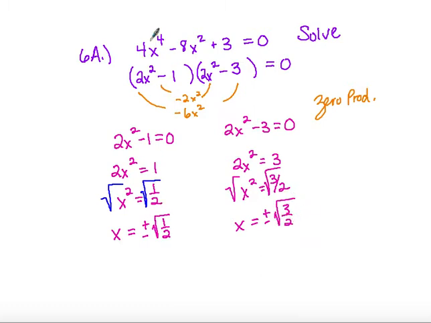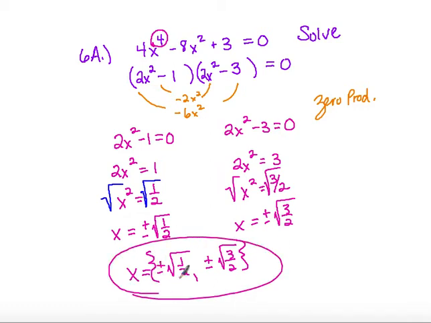So you can see that our 4th degree equation resulted in 4 solutions. So I get x is equal to positive and negative square root of 1/2, and x equals positive and negative square root of 3/2. And those are our solutions, all real answers.